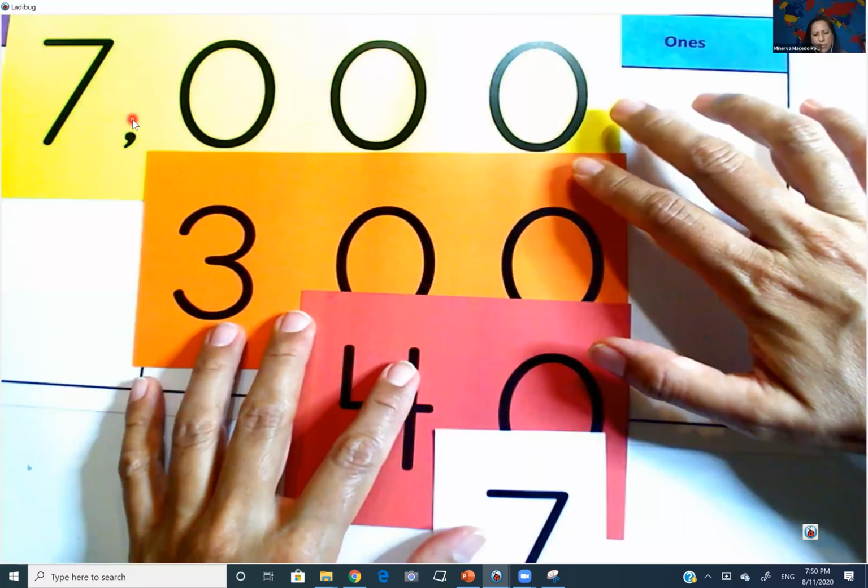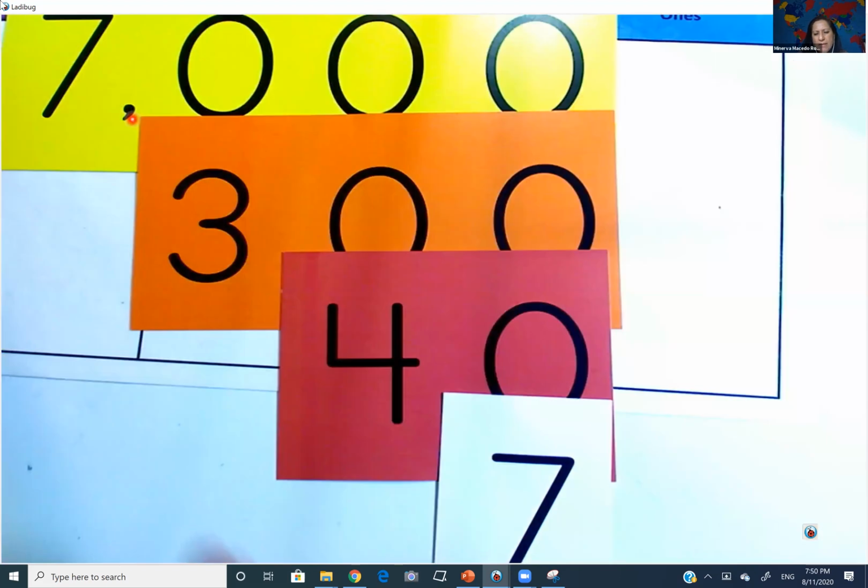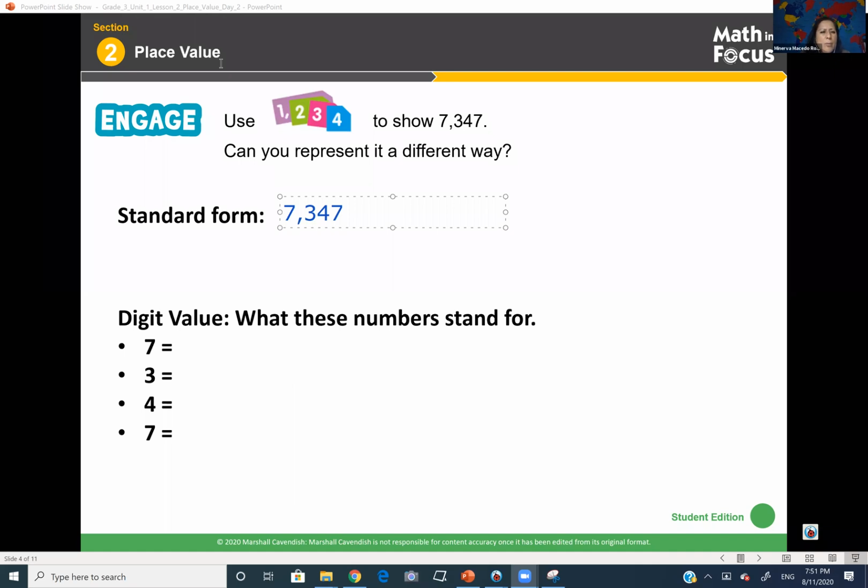Now we're going to prove it on paper to see if it's true, and when we add those numbers together, we're going to see that we still have the same number. According to what we just did, the 7 stands for 7,000. The 3 stands for 300. The 4 stands for 40. And the 7 stands for 7.